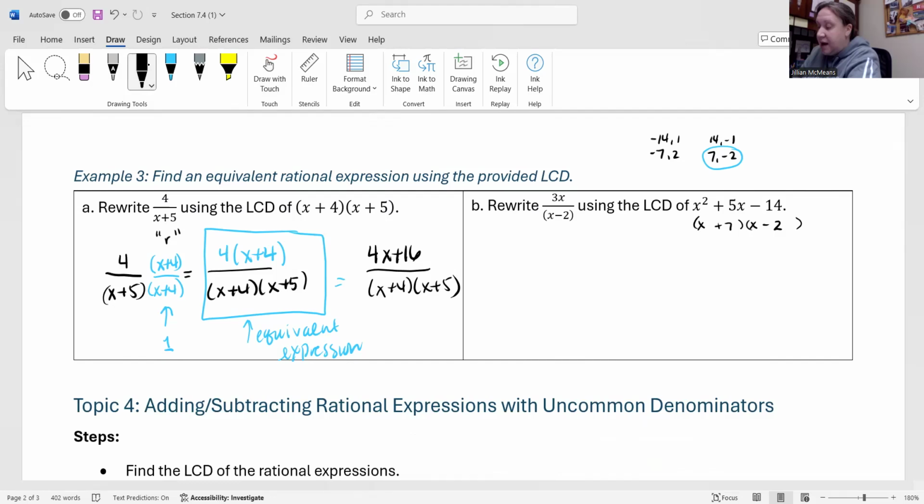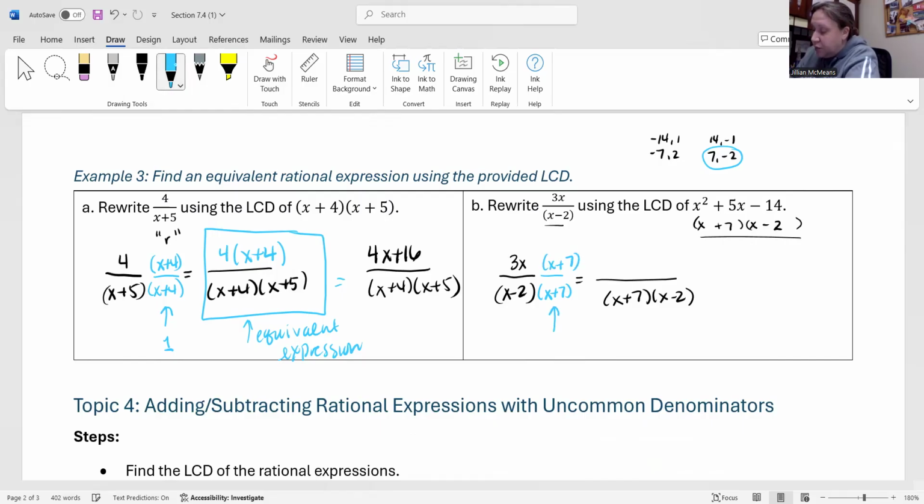So now when I look at my initial denominator and compare it to the LCD, it's easy to see what factor is missing, okay? So I'm going to take my 3x over x minus 2, and I'm going to determine what I would multiply it by so that I get the LCD. So looking at my initial denominator, what is missing from the initial denominator compared to the LCD? Well, it's the x plus 7. So I'm going to multiply my denominator by x plus 7. But if I multiply the denominator, I have to also multiply the numerator to keep this in equivalent form.